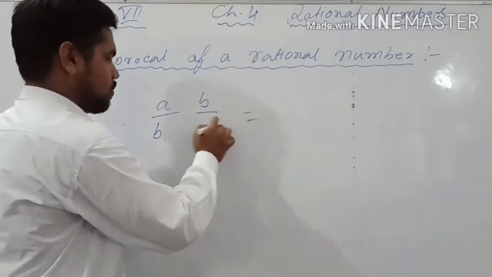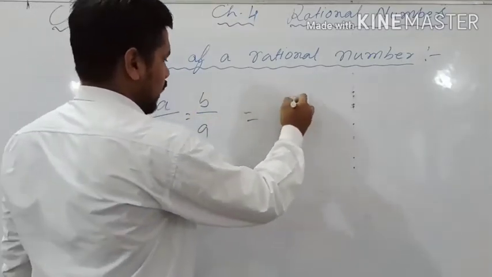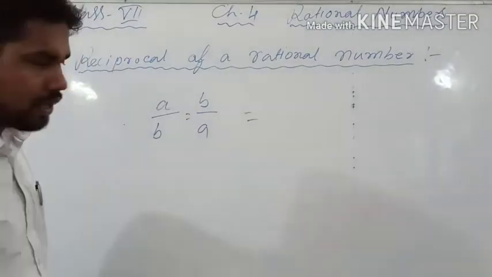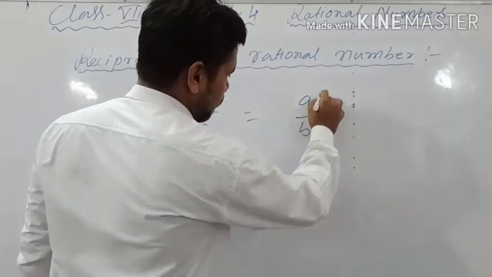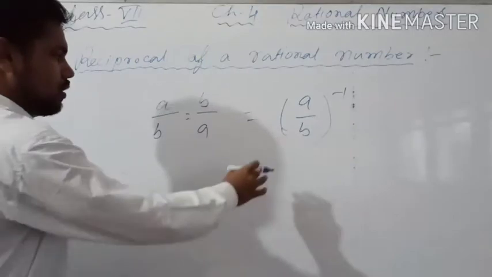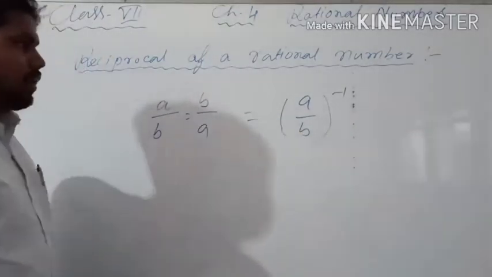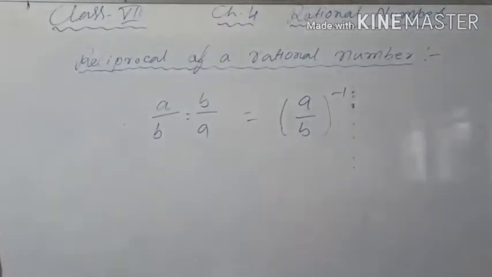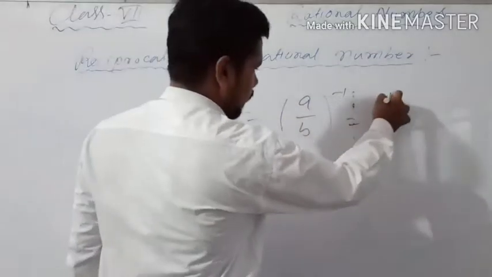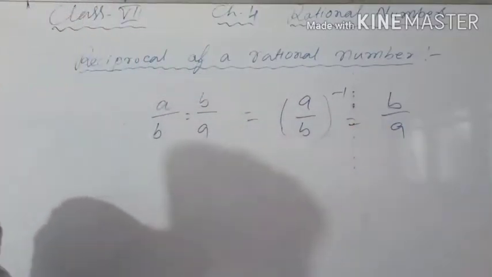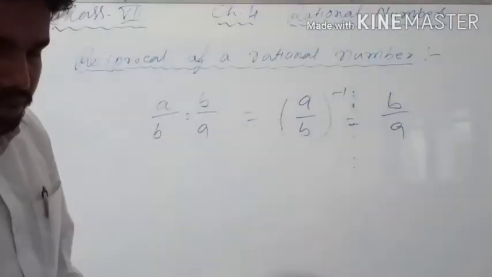We can write the reciprocal like this also. What is the reciprocal of a by b? So a by b inverse. Okay, so we used to write that a by b inverse. So this is the inverse sign, and this is all about the reciprocal of a number, and this is represented as b by a. Finally, when you reduce this, we will write it like this. So this is all about the reciprocal of a number.